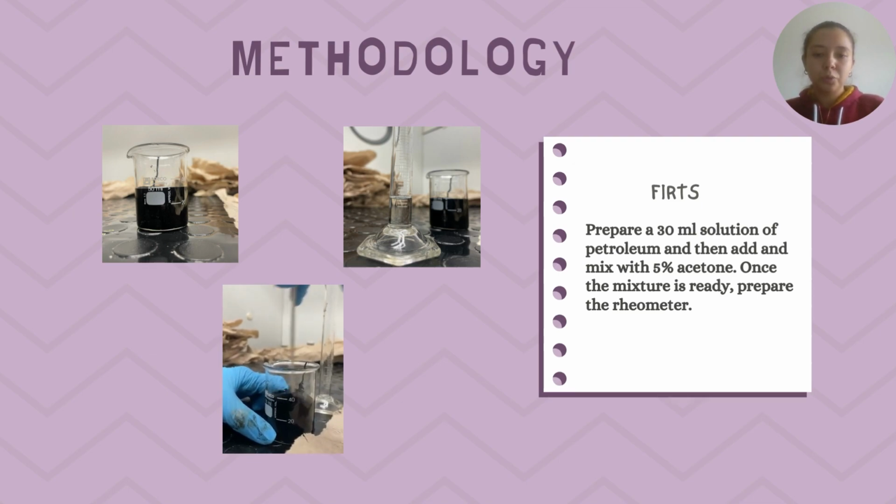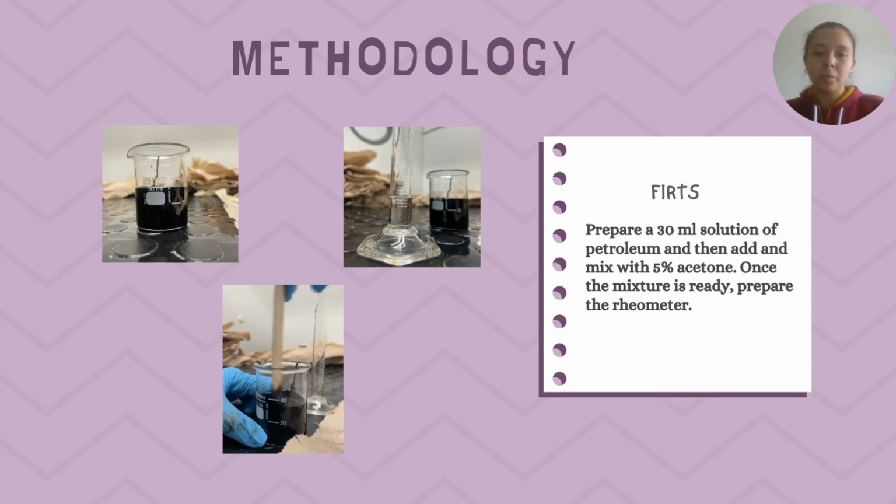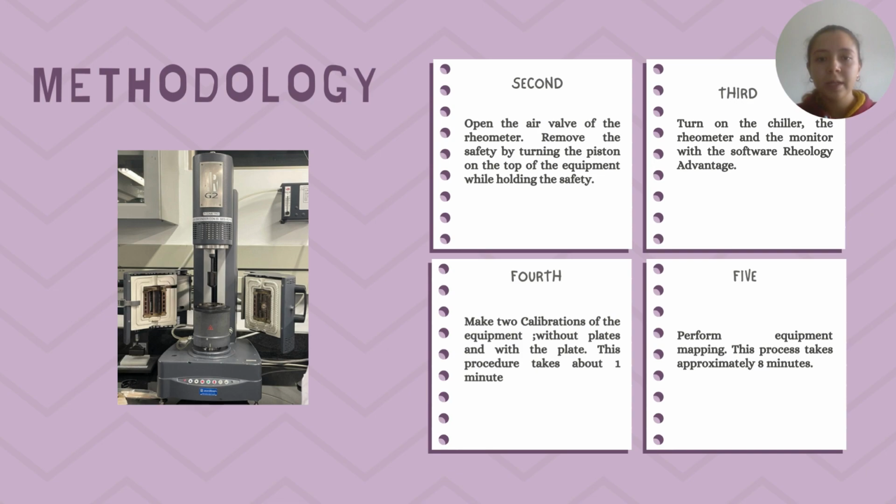Once the mixture was ready, we prepared the rheometer. To do this, first we open the air valve of the rheometer. Then we remove the safety and turn the piston onto the top of the equipment while holding the safety. The next step was to turn on the chiller, the rheometer, and the monitor with the software Rheology Advantage.